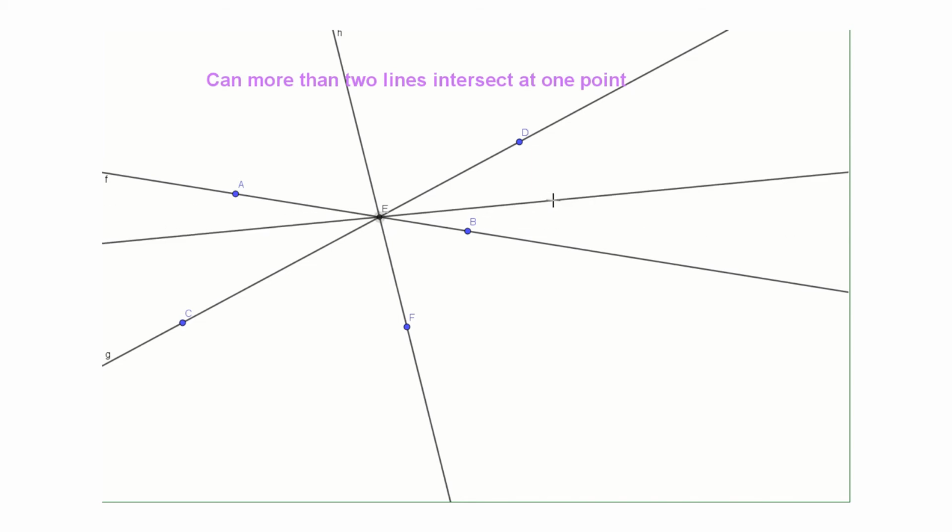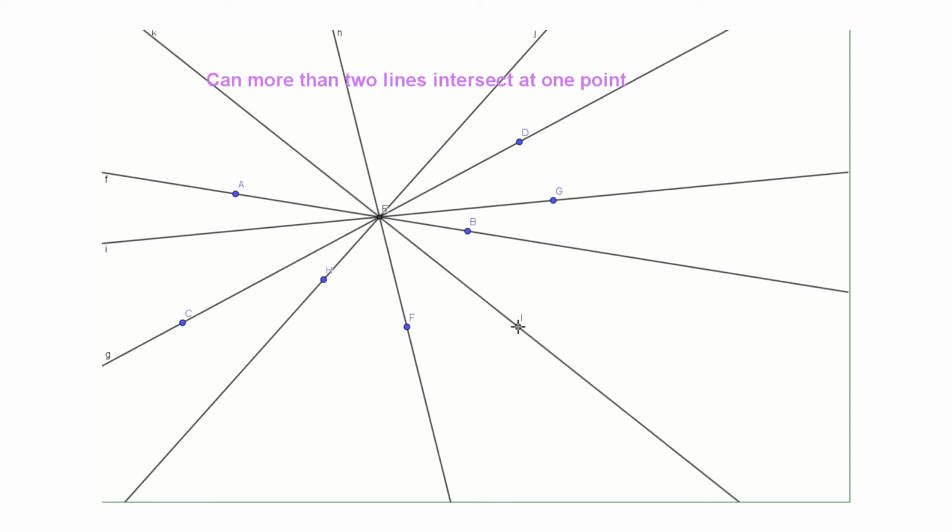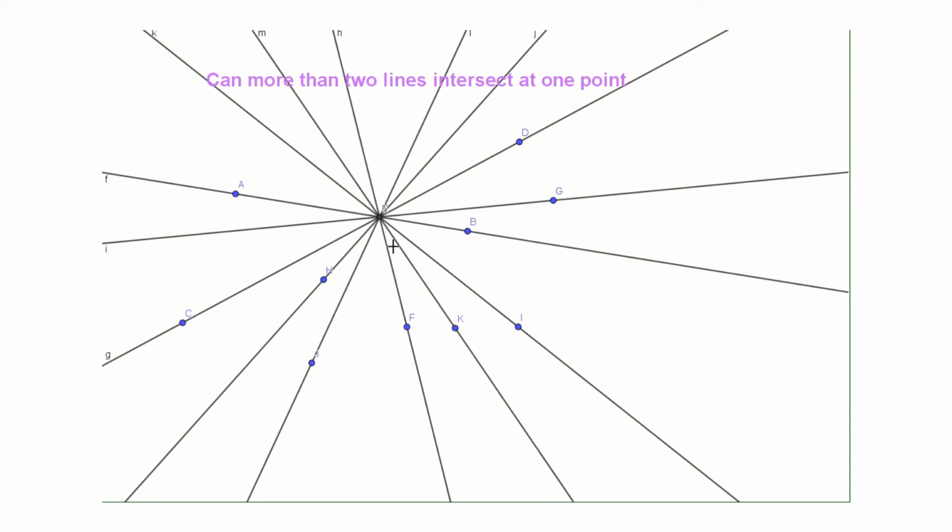Can there be any other line? Of course, you have this GE again which is passing through this point E. Now we have four lines which are passing through the point E. Here, another one, HE, the fifth line also passes through the point E. So five lines are intersecting at one point. Another one I can show, this one. Another one, this one. So I can draw infinitely many lines that pass through a single point.